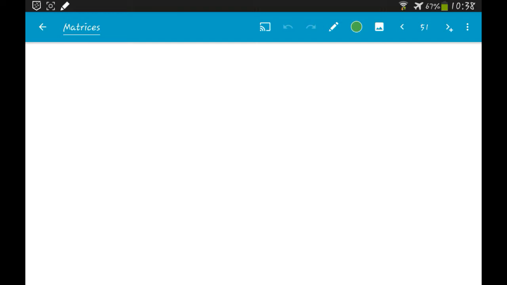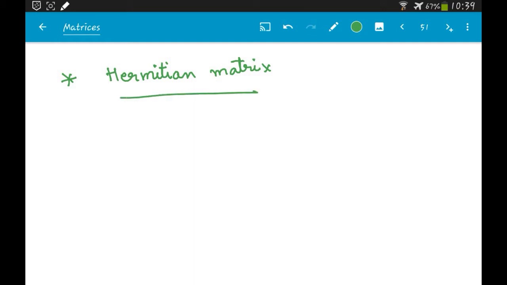So today we are going to look at a few different types of matrices. The first one is a Hermitian matrix. You will encounter Hermitian matrices a lot in quantum mechanics, and one of their properties is that they give real eigenvalues.